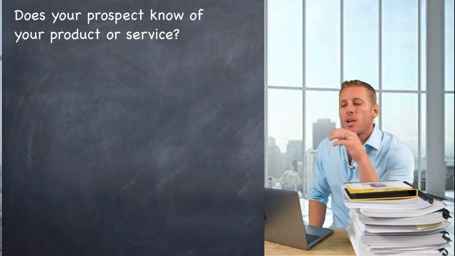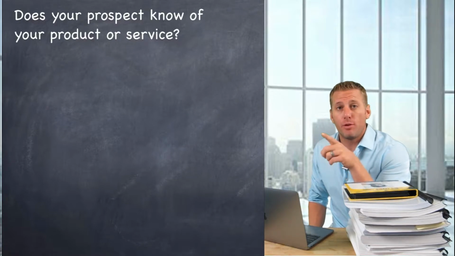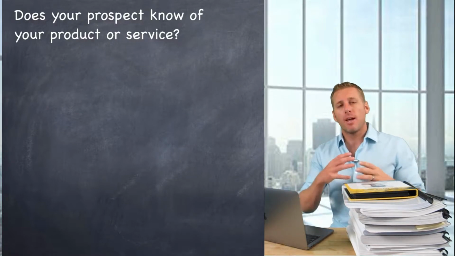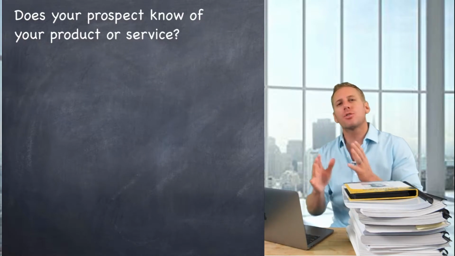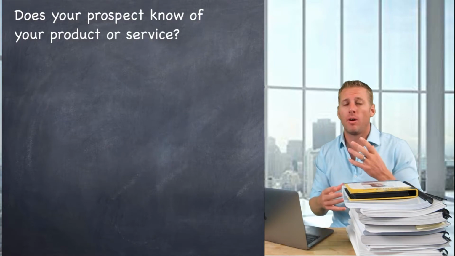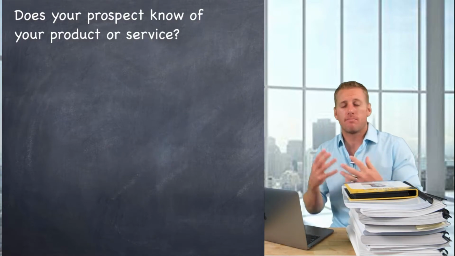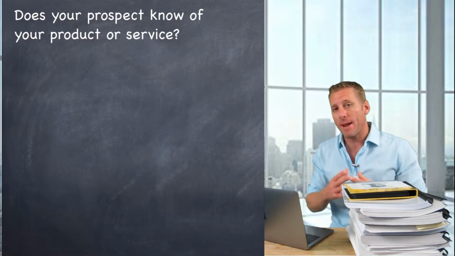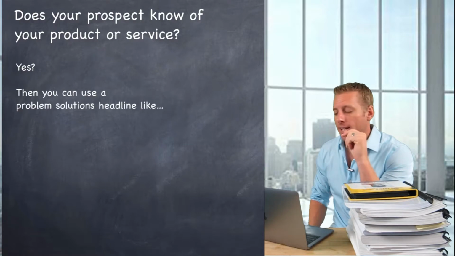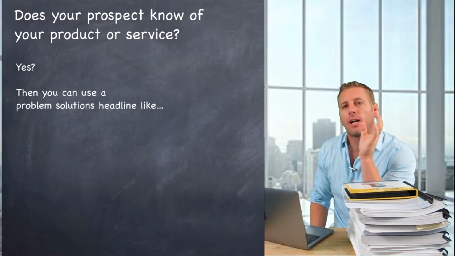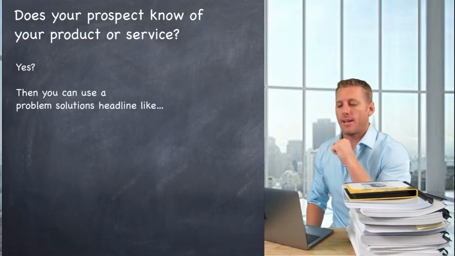Next question you can ask: does your prospect know of your product? This person may know of your product and go, yeah, I've heard of that, but they're not quite sure they want it yet. They're not aware of all the benefits. Maybe they're not sure it's going to actually solve their pain. But if they've heard of your product or service but haven't purchased yet, then you can use a problem solution headline.